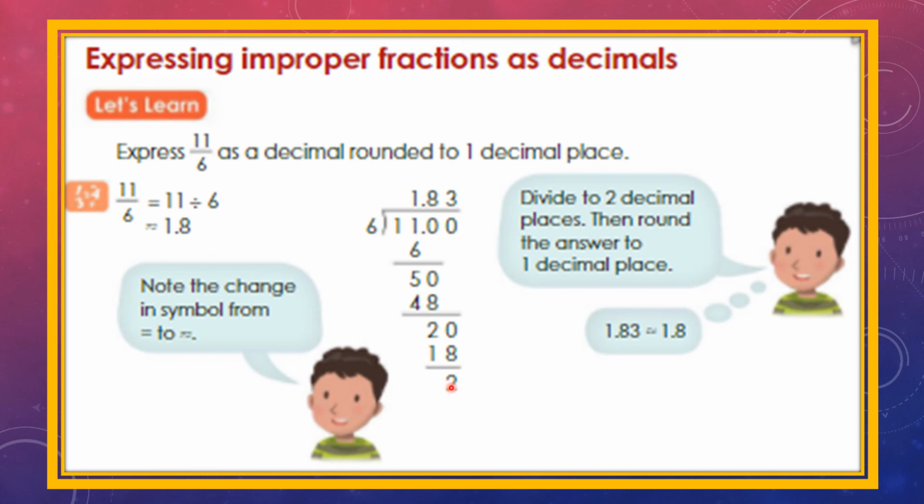Now, divide to two decimal places, then round the answer to one decimal place. So the estimate here, class, is 1.83, which is approximately 1.8. So we need to round down. Remember the rules for rounding down and rounding up numbers. Take note, class, that we change the symbol from equal to approximately. So this one is the equal sign and this one is the approximate symbol.